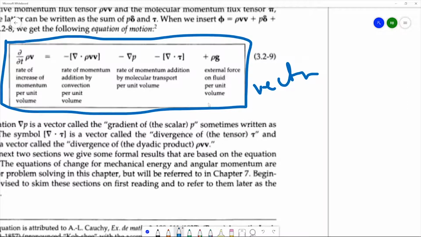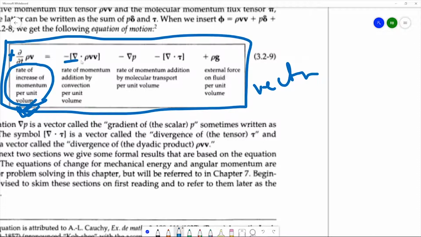Okay, so now let's go term by term. What are these? This term I already told you, it is the rate of increase of momentum. Since you divided by volume on both sides, it is per unit volume. While taking the limits, you divided by the volume delta x, delta y, delta z on both sides, right? So this is nothing but per unit volume. So this is the rate of accumulation, right? Since this is positive, you can say increase of momentum per unit volume.